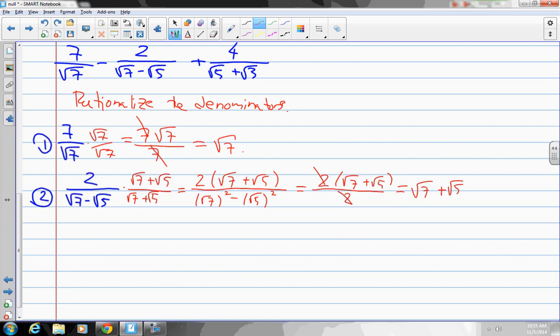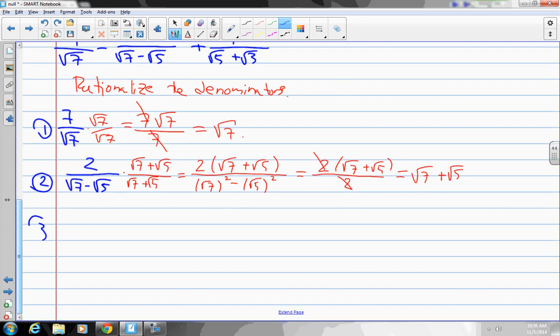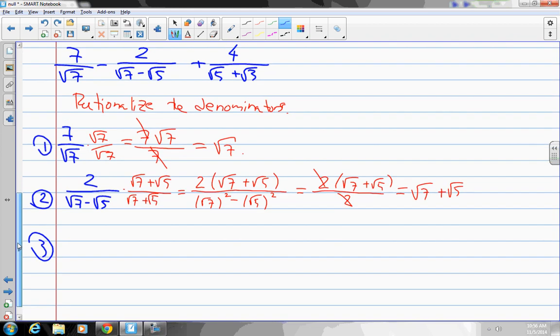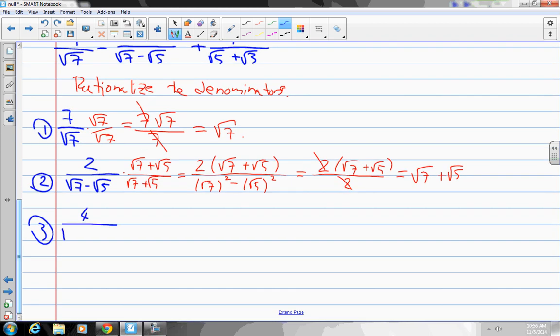And do the same thing to the third one. So what do we have there? It's 4 over square root of 5 plus the square root of 3. So what do I multiply that one by? Square root of 5 minus square root of 3. We're going for the conjugate.